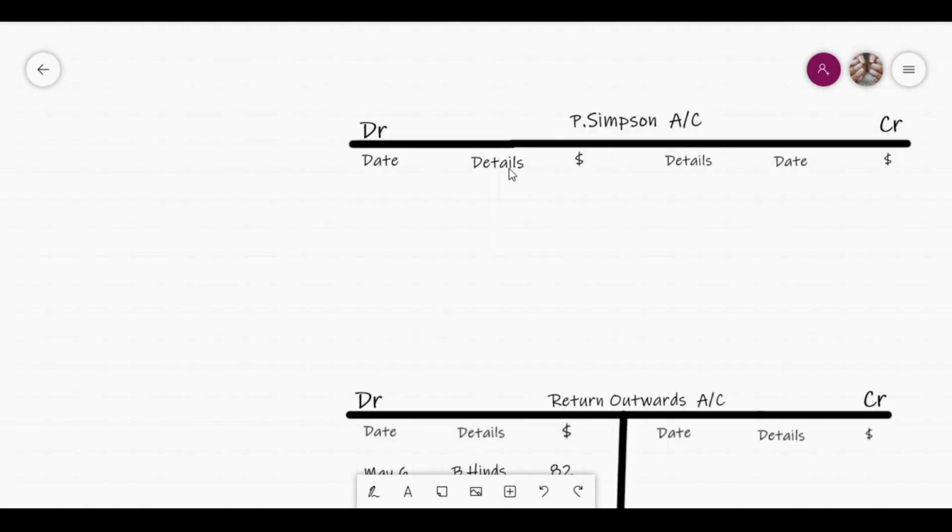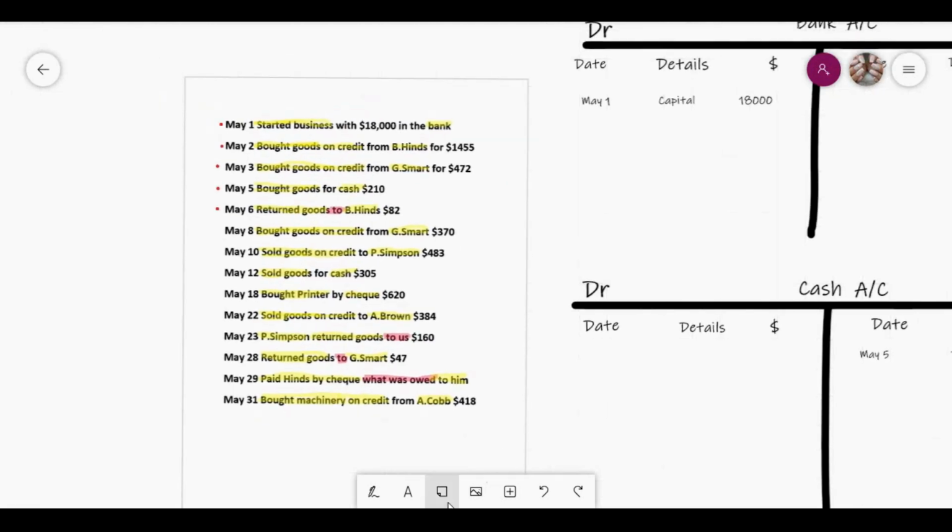So on May 8th, bought goods on credit from G Smart in the amount $370. This will affect G Smart's account and it is going to be debited under purchases.